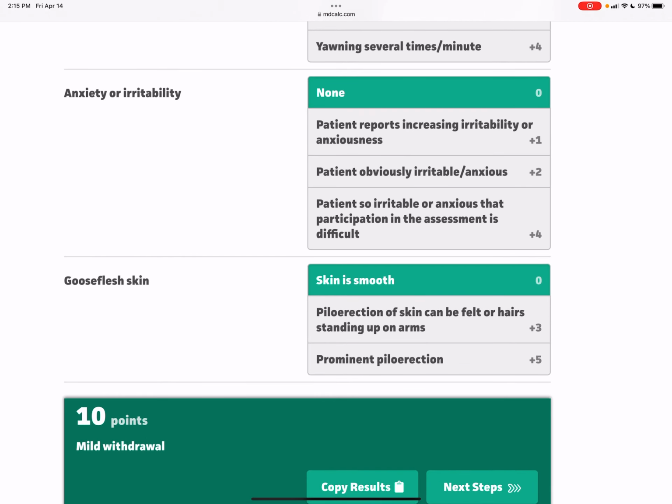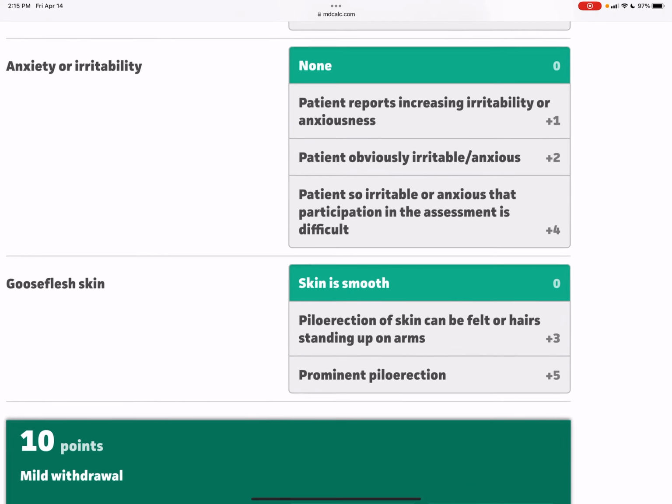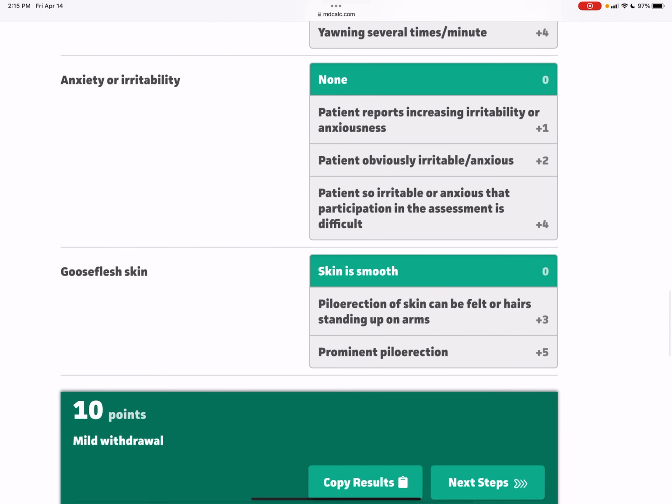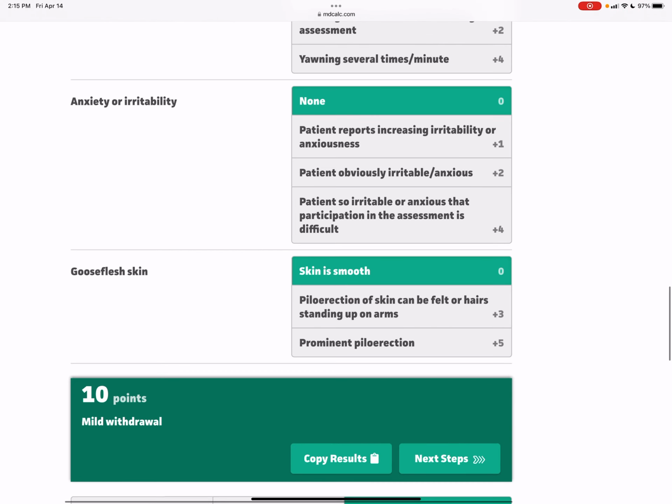Anxiety. If I don't see you anxious, you get a 0. But if you tell me you're feeling increasingly irritable and anxious, you get a 1. If it looks obvious to me that you're irritable and anxious, you get a +2. If I observe you to be so irritable and anxious and pacing and unable to get situated, then you get a +4. Goose flesh, that's goosebumps.